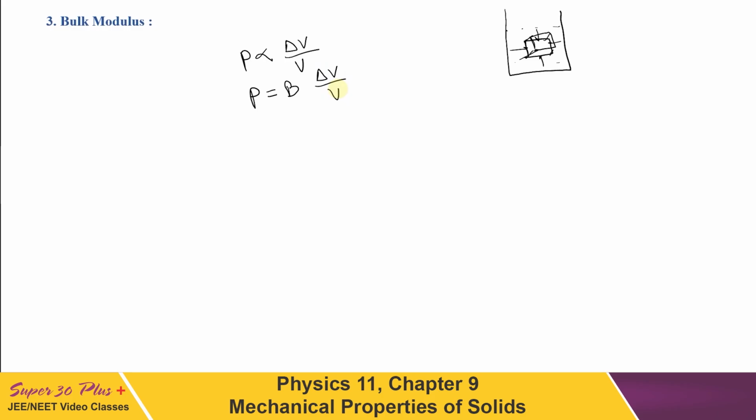But this time, since the forces are compressive, the stress is compressive, so one minus sign has to be put here, because always when compressive forces are there, there will be a decrement in volume. So delta V has to be negative, and to make it positive, we have to write minus delta V by V. So now we can write B equal to P upon minus delta V by V. This is called bulk modulus of elasticity.